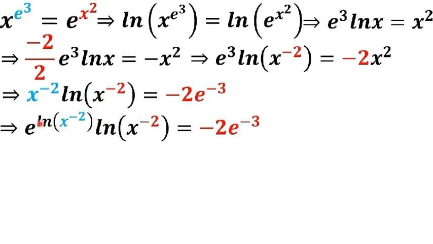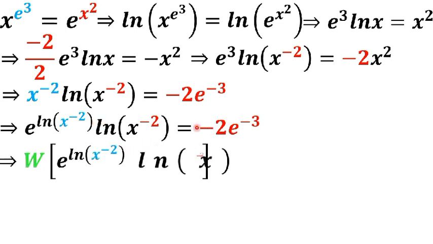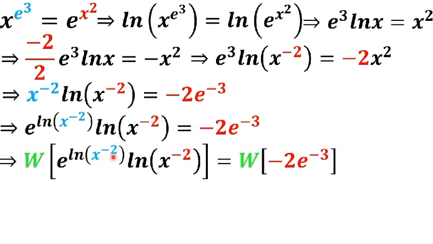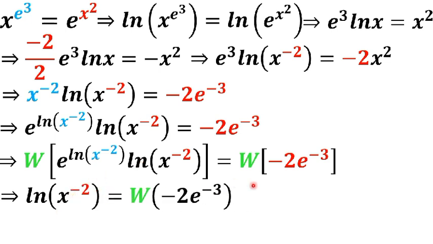So at this point, you notice that on the base we have ln x to the power negative 2, and on the top we have ln x to the power negative 2. So great, we can use the Lambert W function at this point. If we do that, we have the W function of the left hand side equals that of the right hand side. Since this is the same as this, the output of this function simply becomes the natural log of x to the power negative 2 equals W of minus 2 e raised to the power negative 3. Great.